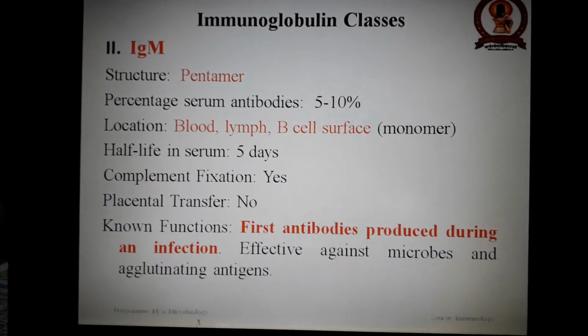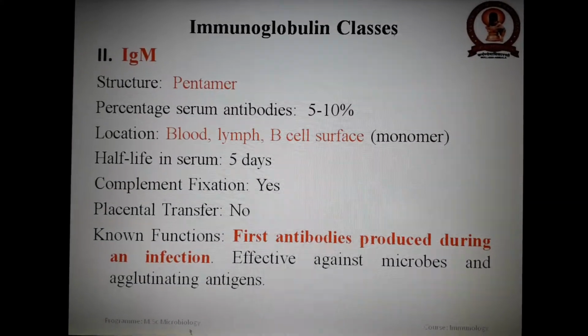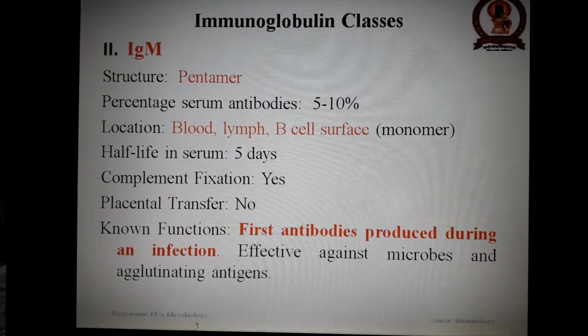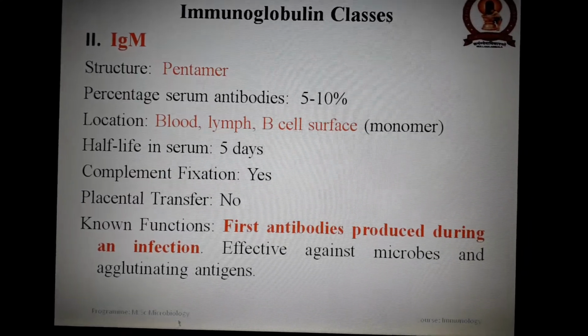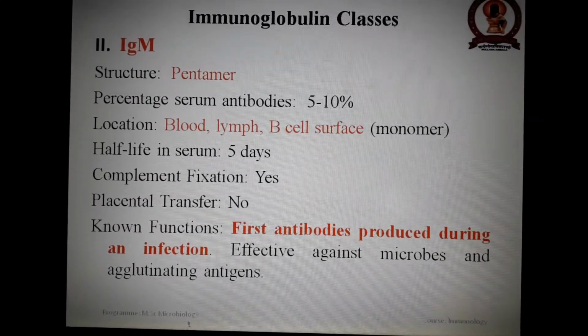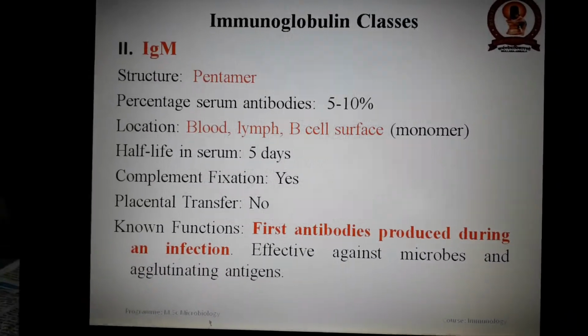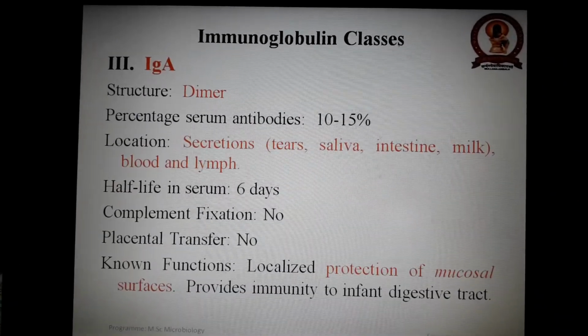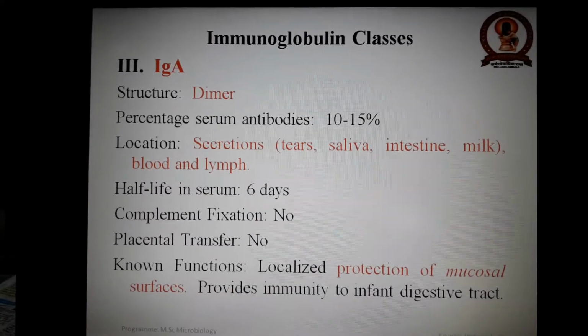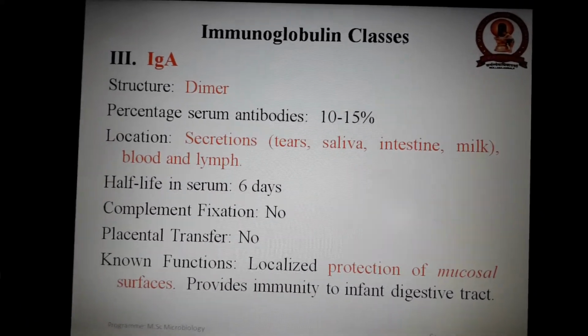Its main function is that its location is in the blood and the lymph, on the B cell surface. In the same manner, this is the particular antibody which will first appear in the blood when we are having any type of infection. Now we move on to the next, that is immunoglobulin A, or antibody A.